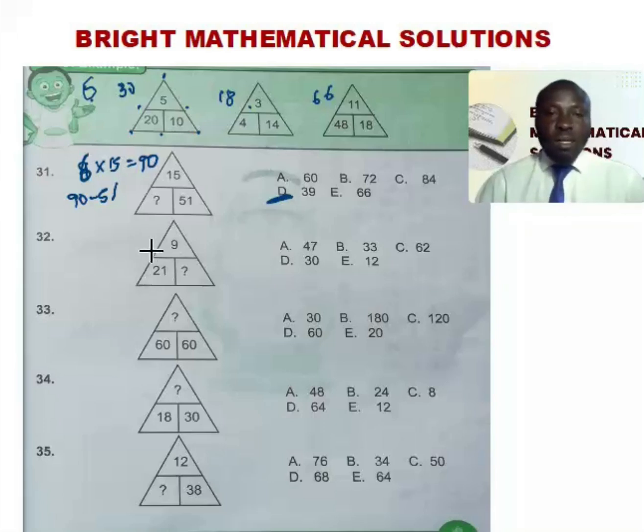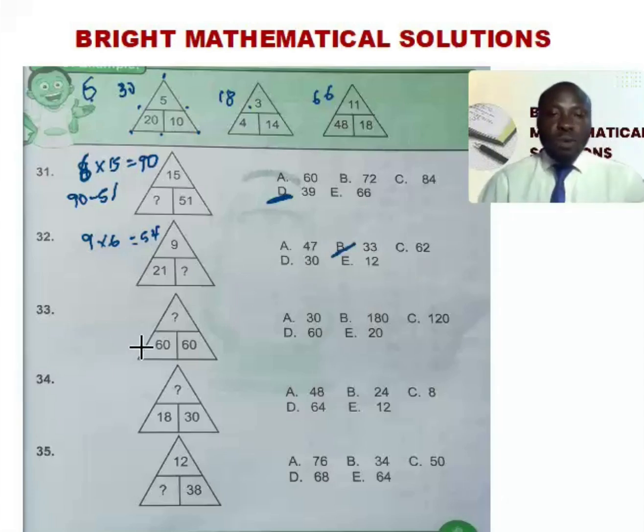So let us look at the second one. 9 multiplied by 6 gives us 54. To get this unknown, we need to subtract this from 54. So 54 minus 21 gives us 33. So our answer is B, 33.